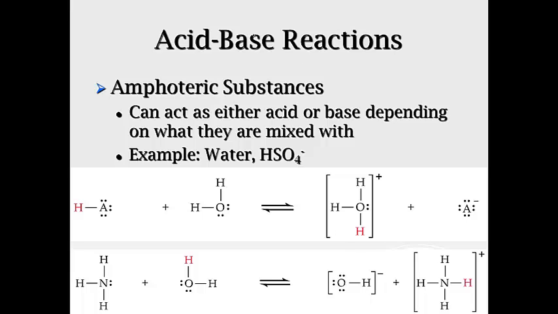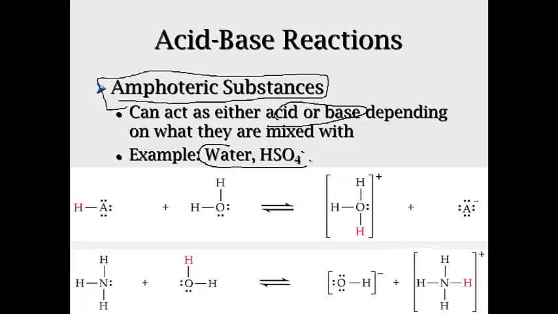Okay, before we talk about the pH scale, one of the other terms that we have to define is what's called an amphoteric substance. Amphoteric is something that can act as either an acid or a base, depending on what it's mixed with. And the most common examples are water and the hydrogen sulfate ion. Just to show you in this chemical reaction, here's the acid, and you have water acting as the base that's going to accept the hydrogen ion.